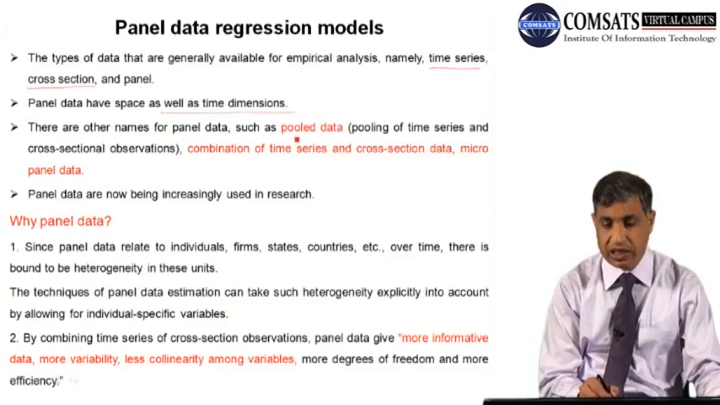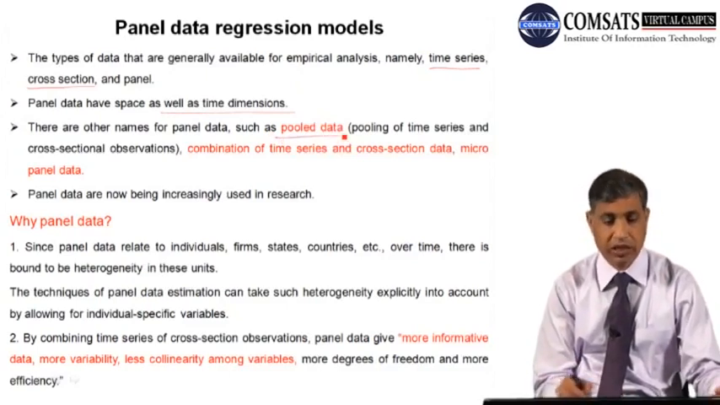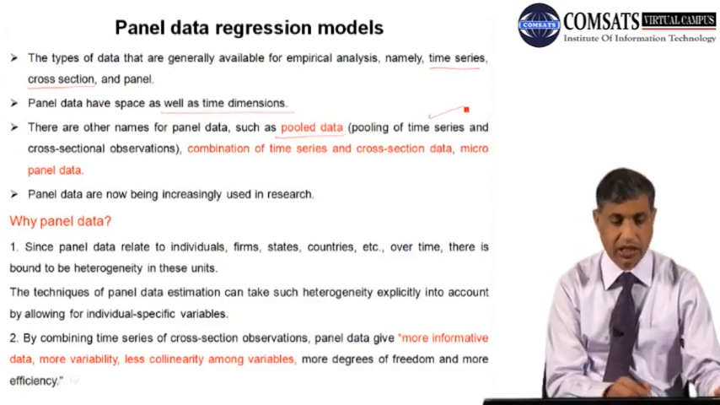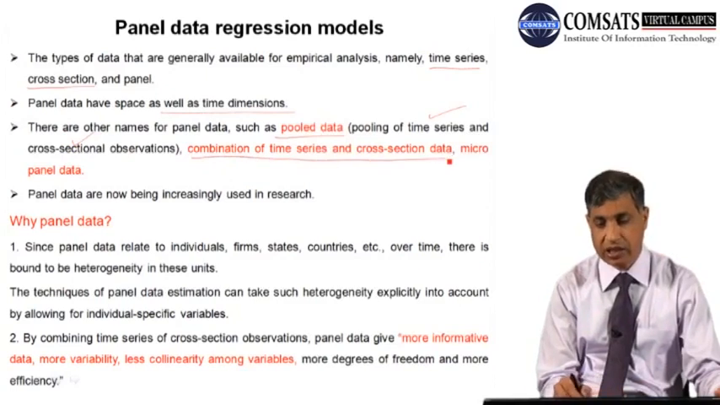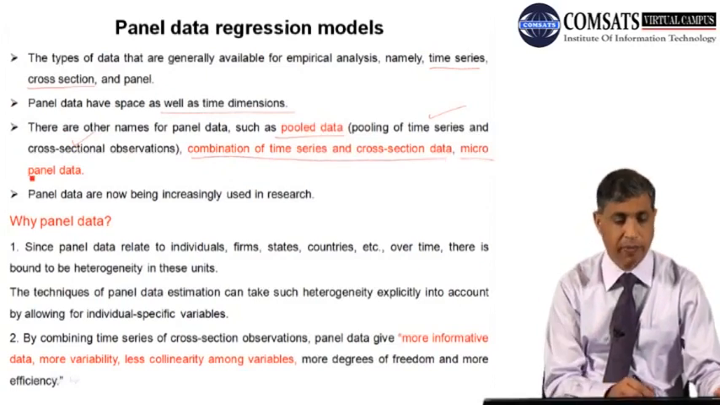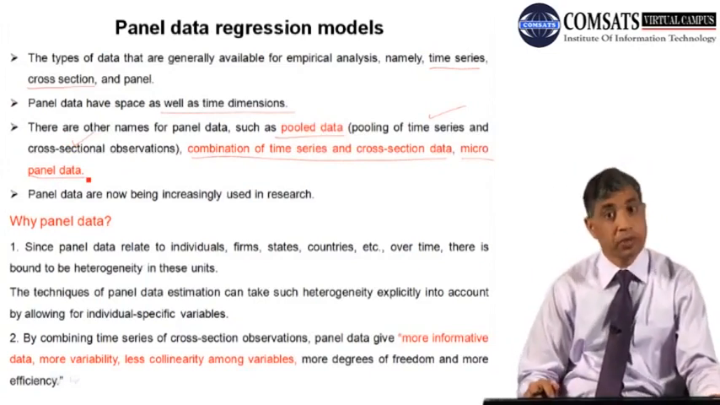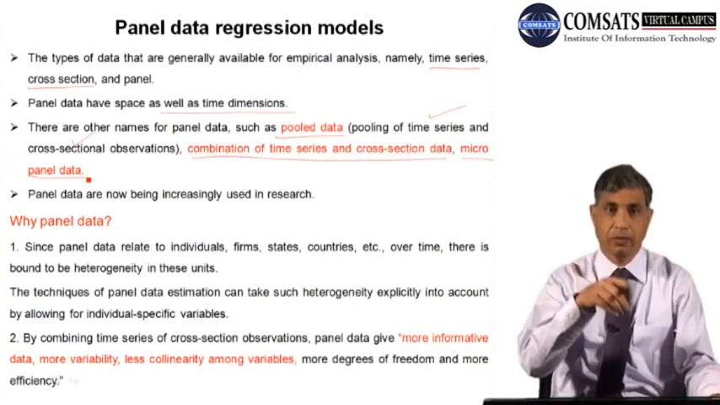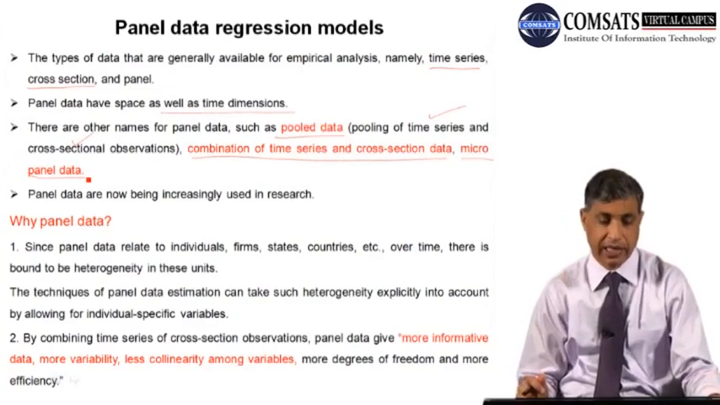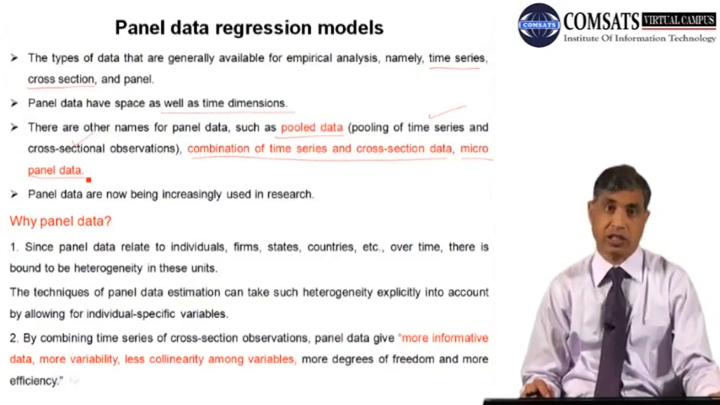There are other names for this data. These are pooled data, as I said, because you are pooling the time series and the cross-sectional units. It is a combination of time series and cross-sectional data. It is also called micro panel data. So whatever the name, the meaning is the same. The label is different, but within the label, within the bottle, is the same thing, that is panel data. Panel data are nowadays being used extensively in all research.